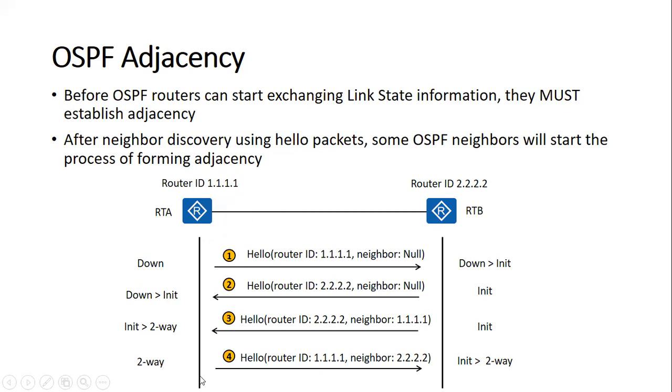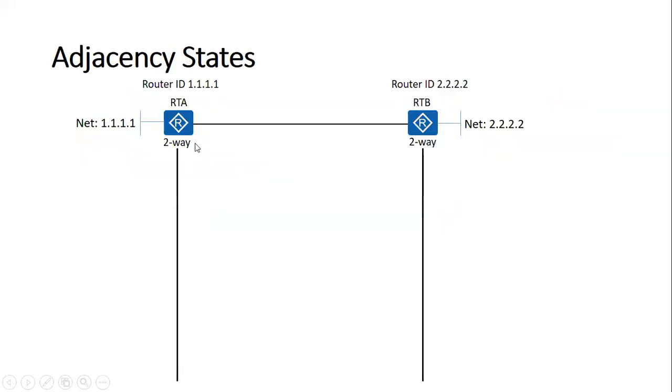So this is a recap that a successful neighbor formation can be two-way. Two-way is a stable neighbor formation, from down to init up to two-way. So once you have two-way, some routers will go into forming adjacencies and some will be stuck at two-way. We'll look at that in our next video.